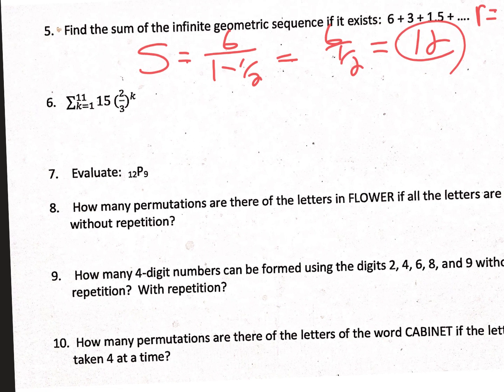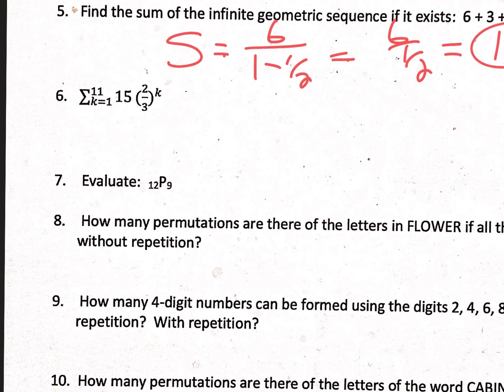Number 6 is a sigma. And I'm going to write the first 2, 3 terms here. Like if I plug in 1, well, let's just do this. It's geometric because there's an exponent. That makes it geometric. So I'm using my sum formula. There's 11 terms. To get the first term, I'm going to take the 1 and plug it in. If I plug 1 in there, it'd be 2/3 to the first power, which is 2/3. If you do 2/3 times 15, that's 10. So the first term is 10.